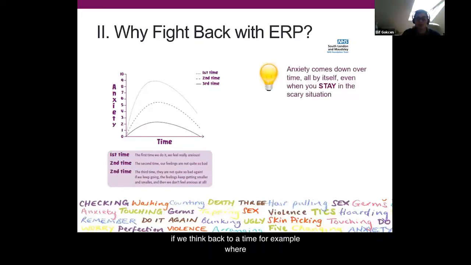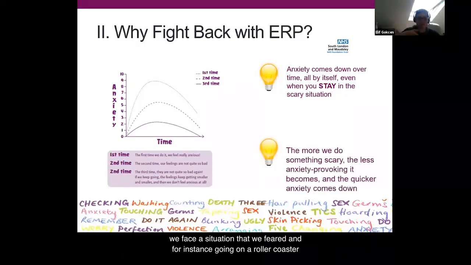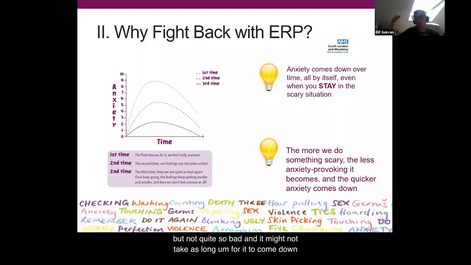So why do we fight back with ERP? If we think back to a time, for example, where we faced a situation that we feared, for instance, going on a roller coaster, we know that the first time we do it, we feel really anxious and there's an increase in our anxiety. What we know is that over time, without us having to do anything, that will come down. We know that when we face that situation again for the second time, the anxiety still might be there, but not quite so bad.